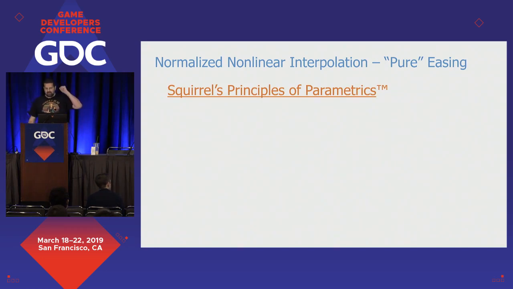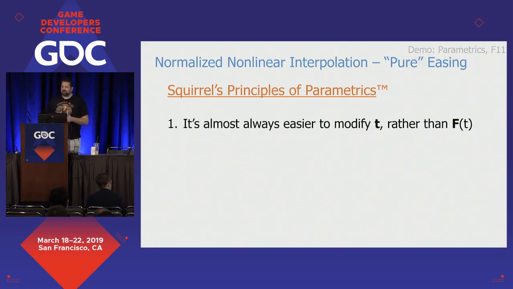That leads to my principles of parametrics. First, it's almost always easier to modify t rather than the function that you're sticking it into, right? So that function may be complicated, and if you want it to go in reverse, it may or may not like that, or if you want it to do something funny, it may be complicated. But if you can write the function so that it just expects a t, you can just mess with t all you want and then pass that into the function. And then all those ways of messing with t are independent of those functions, and they're very easy to do, and they don't mess up the functions themselves.